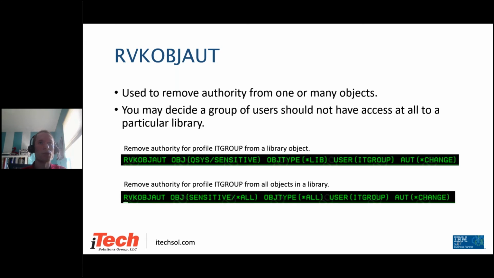And then you have revoke object authority, and this is used for taking that authority away. If you suddenly don't want a particular user or a group of users to have access to objects. So an example of this is removing authority for profile IT group from a library object. So you got your library object sensitive, and that example right there is just taking away that authority from it. That user had change authority to it, and it takes the change authority away for that user, so they don't have that extra authority to it.